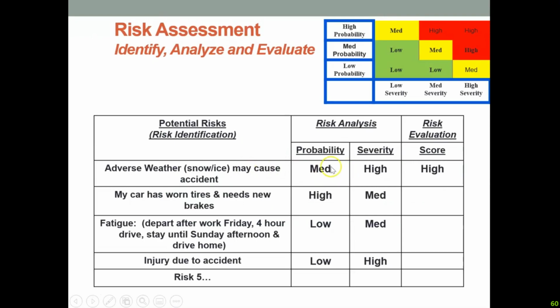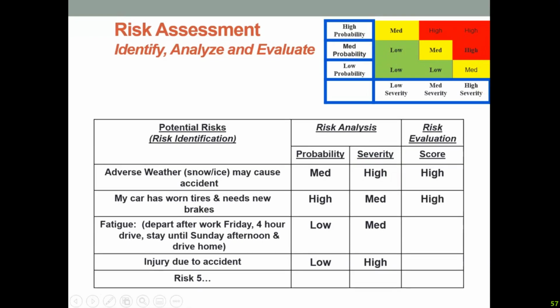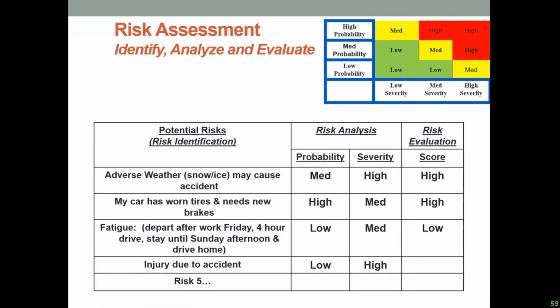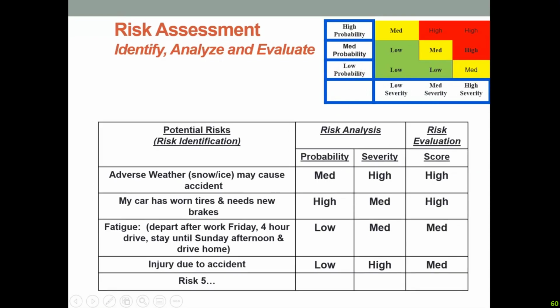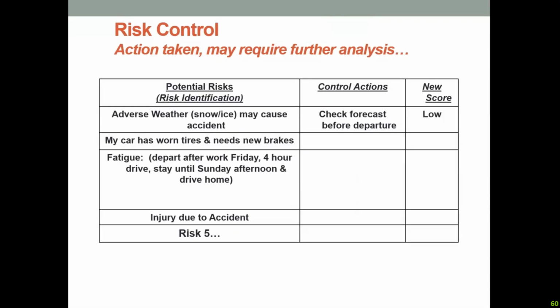For adverse weather, I've said the probability is medium and our severity is high, so that gives us a high risk evaluation. For my car tyres being worn, the probability is high and your severity is, I would give it a medium, so that also gives us a high score. So I've got low probability and medium severity. That gives me a score that is low. Injury due to an accident, I have a low probability and I've got a high severity, so that gives me a medium risk. And you continue on until you have assessed all of the risks that you have, so you end up with a matrix.